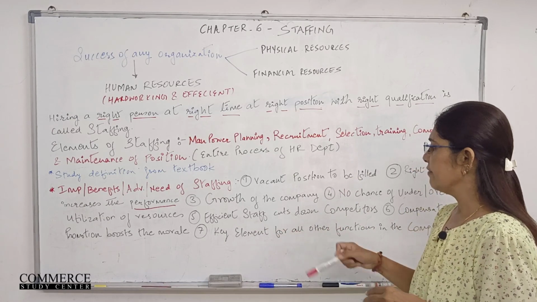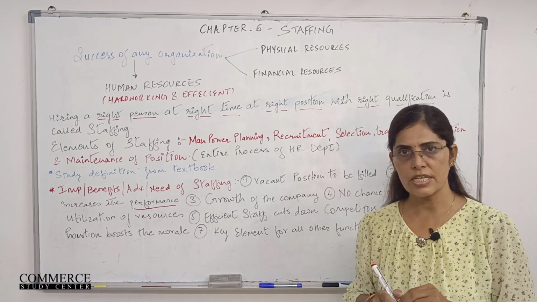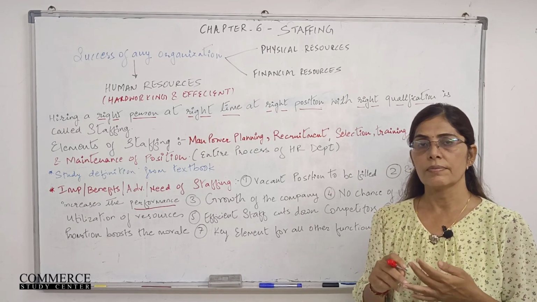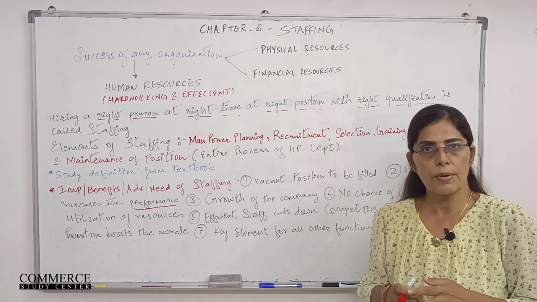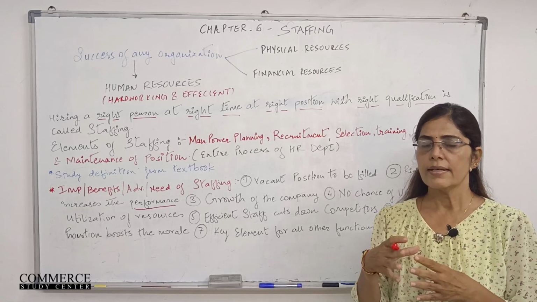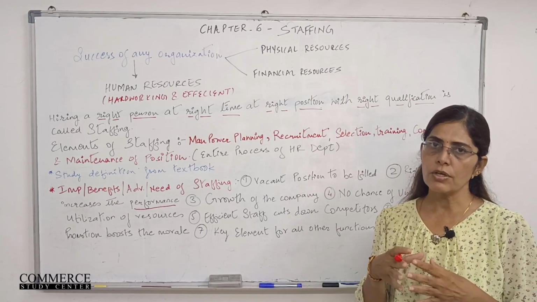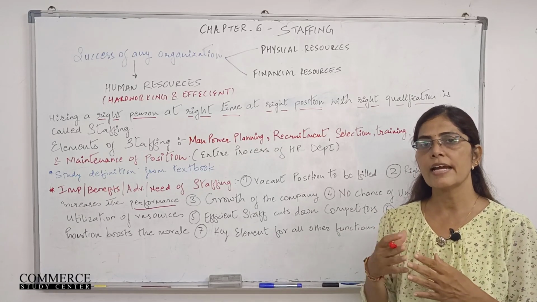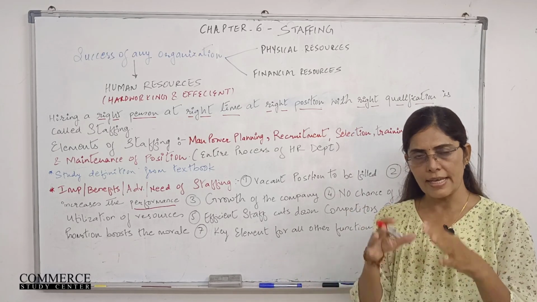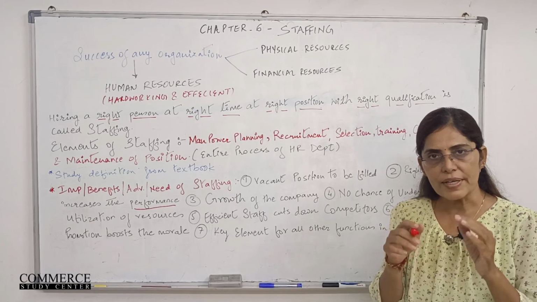Then efficient staff cuts down the competitors. That's very true. When you have an efficient staff, the efficient staff is getting training properly, he is focusing on his work properly. That leads to the research and development as well, that what other competitors are doing. They focus on what other competitors are doing, and they try to perform much better than their competitors, and that's why they can help in reducing the competition in the market.